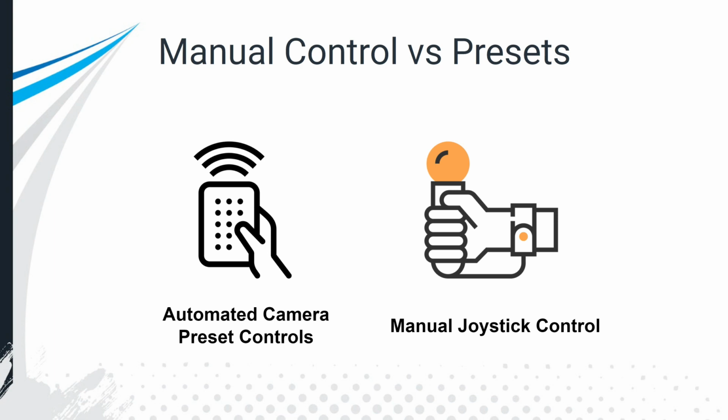Now, when we're talking about manual control versus preset controls, the preset controls are automated and they're great for those folks who are just getting started with PTZ cameras or people who are trying to multitask, right? If you're trying to get 3 or 4 cameras in different positions in a specific time, the PTZ presets are for you. The manual joystick controls allow you to fine-tune these settings.